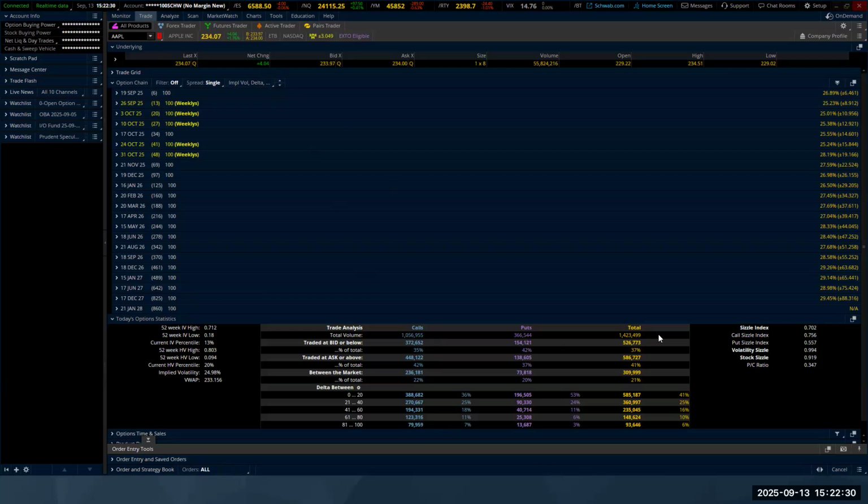Same with the put volume, and you can see 1,423 options were traded on the SPY. Of course, this is not a weekly expiration, but for all intents and purposes, this was a weekly expiration. This is a weekly expiration for next week. It just happens to be a third Friday of the month.